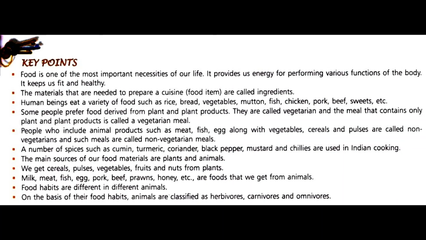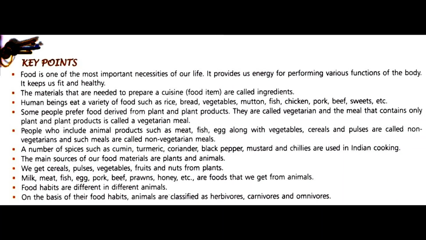A meal consisting of plant and plant products only is called a vegetarian meal. People who include animal products such as meat, fish, egg, along with vegetables, cereals and pulses are called non-vegetarians. And such meals are called non-vegetarian meals. A number of spices like cumin, turmeric, coriander, black pepper, mustard and chilies are mostly used in Indian cooking to make the food tasty. Main sources of our food materials are plants and animals.